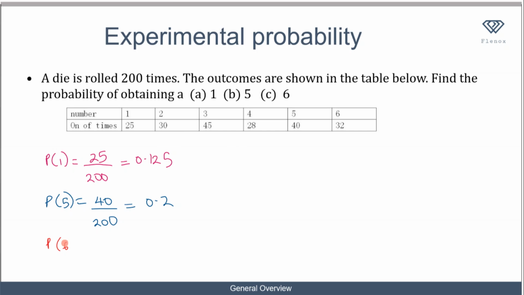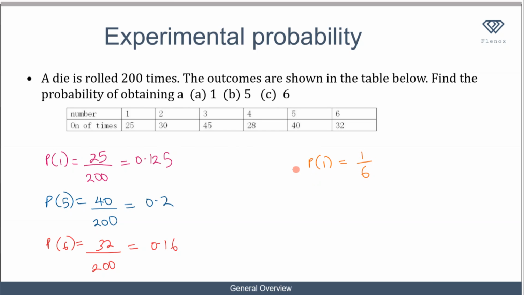How about the probability of having a 6? The probability of having a 6 is the number of times that the 6 appeared, which is 32, divided by the total number of tosses, which is 200. And that gives us 0.16. Now if you recall, when we were talking about theoretical probability, we got a probability of 1 over 6 for getting a 1.